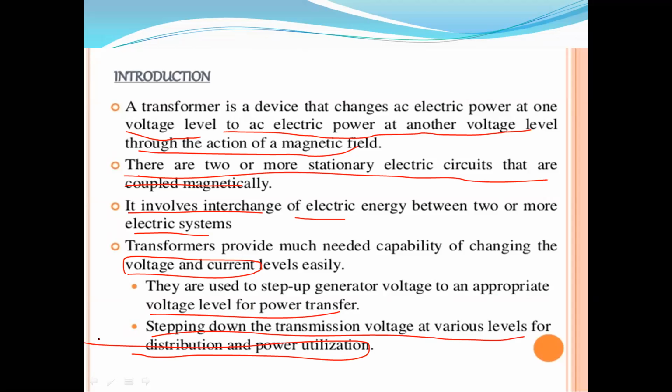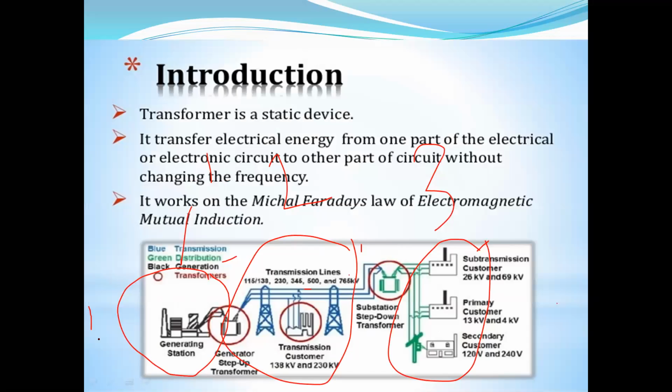Step up the voltage at generating stations and step down the voltage at distribution and utilization purposes. So a transformer is a static device. That means there are no rotating parts in a transformer. It is static. Static means stationary.